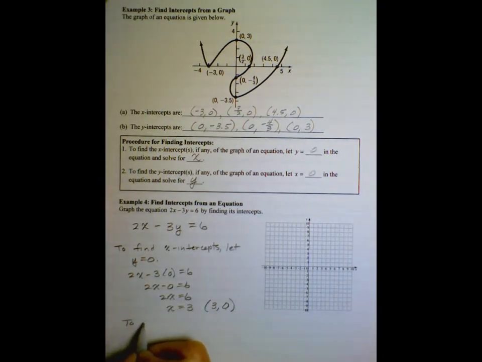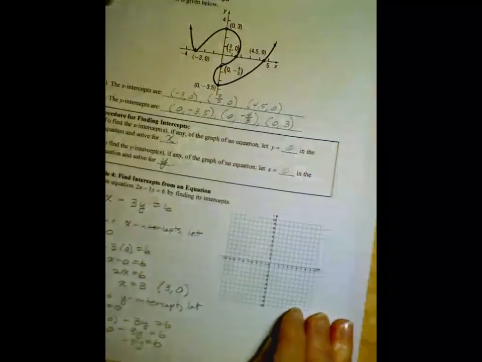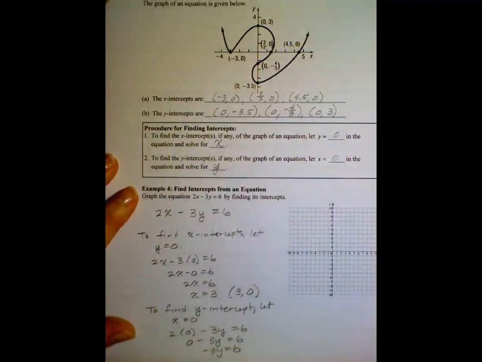To find y-intercepts, let x equal 0. So 2 times 0 minus 3y equals 6. 0 minus 3y equals 6. Negative 3y equals 6. Divide both sides by -3, and y equals -2. The point we found here is x was 0, y was -2.